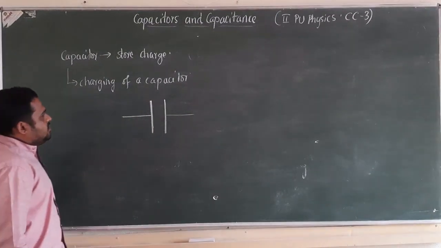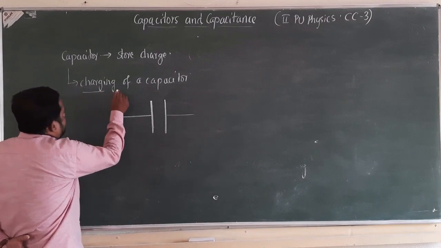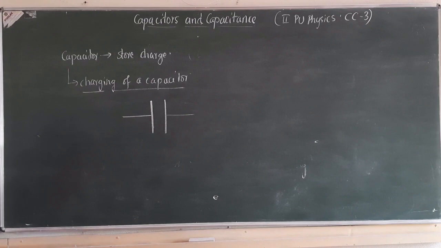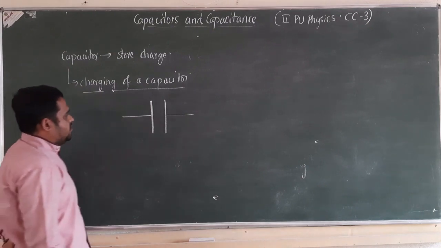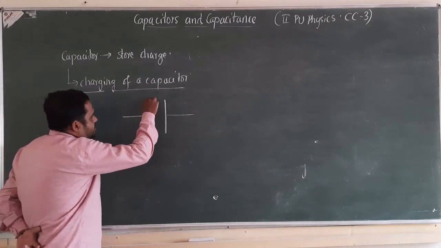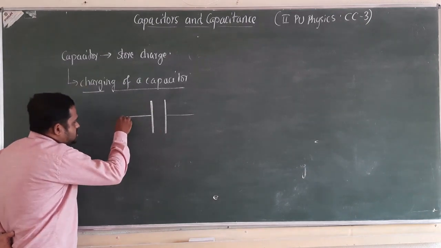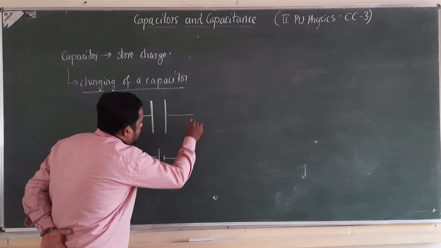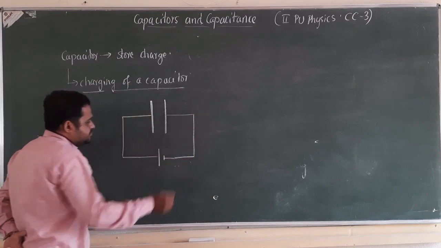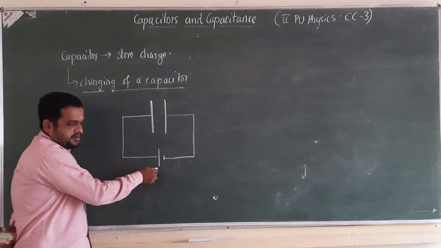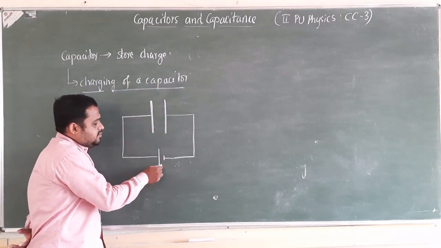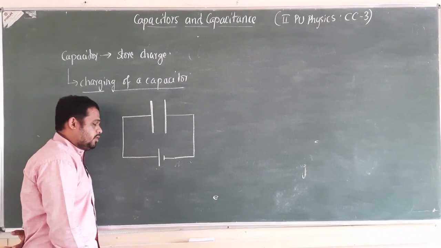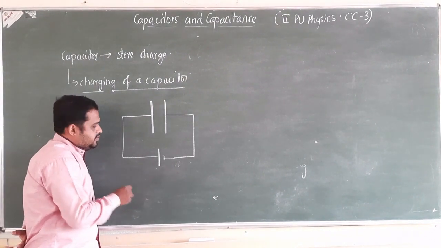Now, let us consider what we mean by charging of a capacitor. A capacitor can be charged by connecting it to some external battery or cell. A battery or a cell is a device which is used to produce potential difference between 2 points.